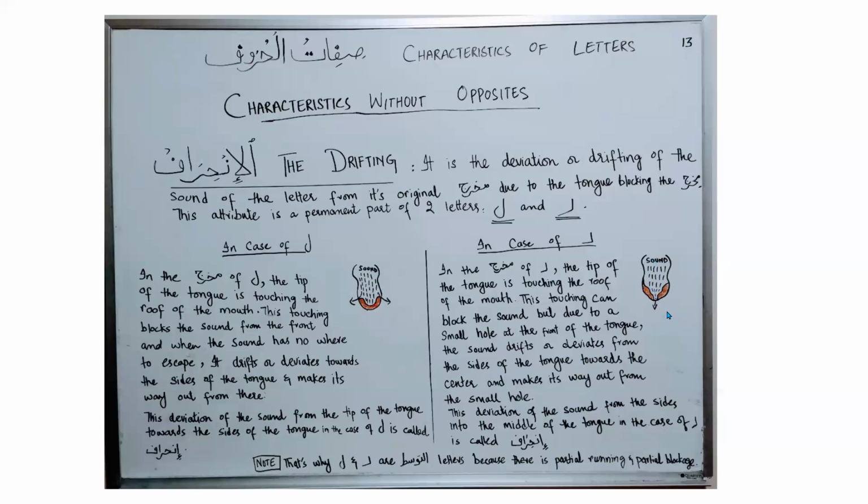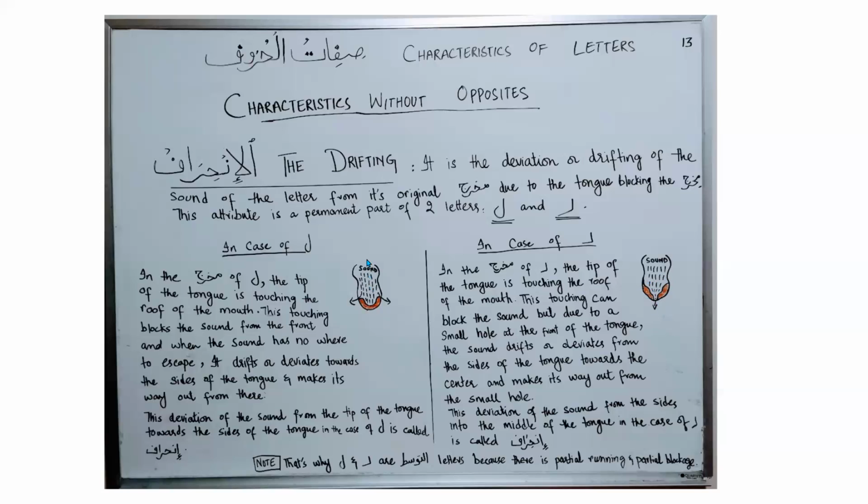So what is happening here? The makhraj of letter ra is from the tip of the tongue. But the problem is the tip of the tongue is touching the roof of the mouth and the sound does not have any place to escape. So the sound goes towards the middle because there is a small hole at the front. And from the sides, the sound goes to the middle and escapes from that small hole.